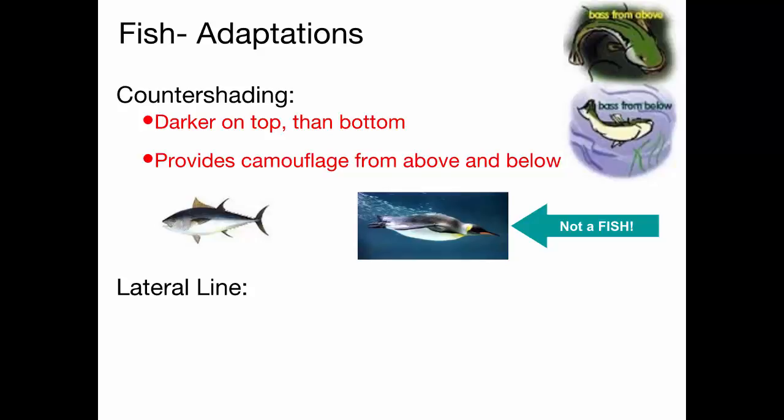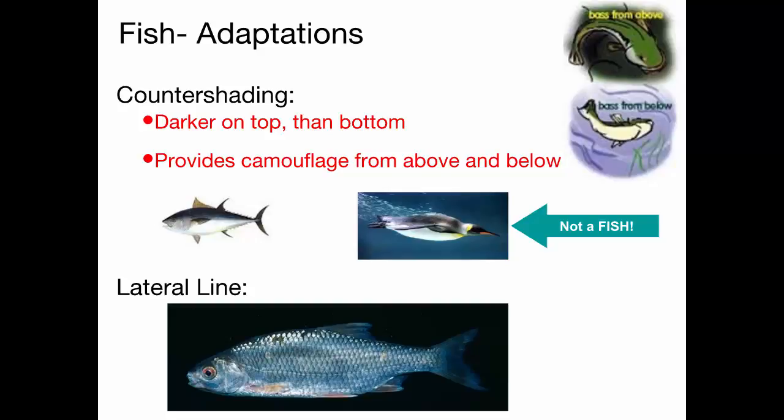Fish also have an interesting sense organ called the lateral line. If you ever look closely at the side of a fish, you might see a faint line along the side of a fish. It's actually a sense organ. You can see it sort of right here. And that lateral line helps the fish to detect vibrations in the water.